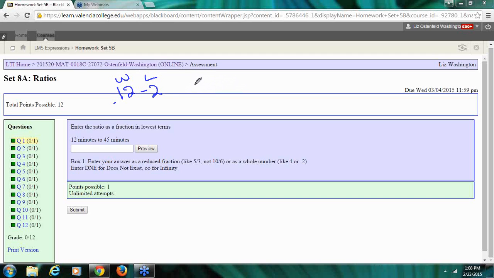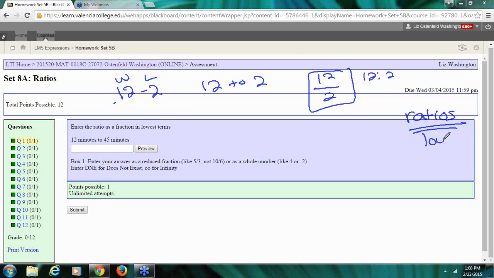You can write ratios a couple different ways. You can write it with words. You can write it as a fraction. You can also write it with colons. We're going to primarily focus on the fraction. Enter the ratio as a fraction in the lowest terms. That's something else. Ratios always technically should be simplified.